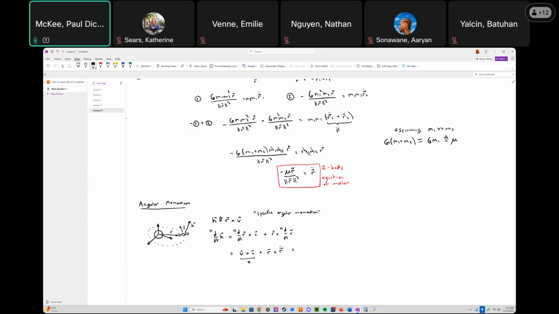But isn't r double dot, according to the two-body equations of motion, negative mu r over r cubed? So really, this is negative r crossed with mu over r cubed r. Now, this is a scaling term. Really, this is negative r crossed r. And r crossed r is, again, 0. Therefore, h dot is equal to 0 if and only if the two-body problem holds.